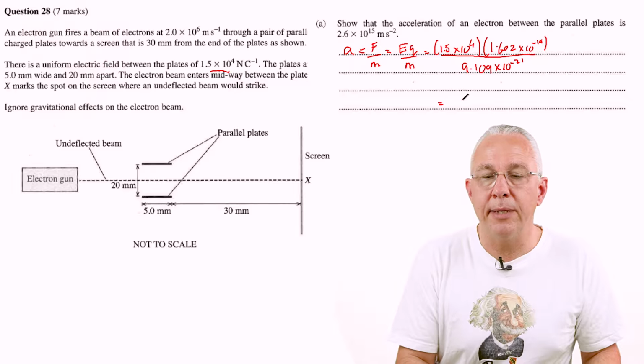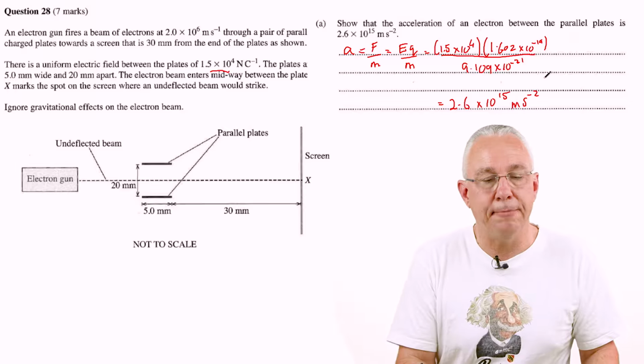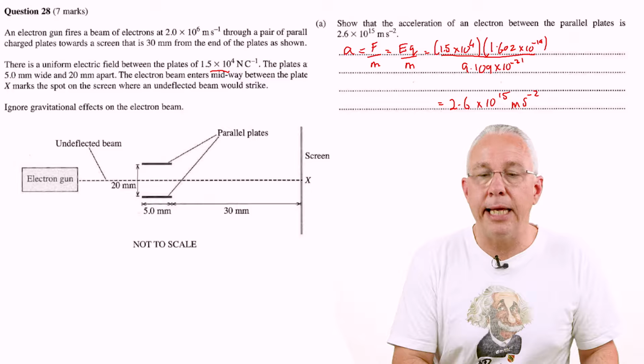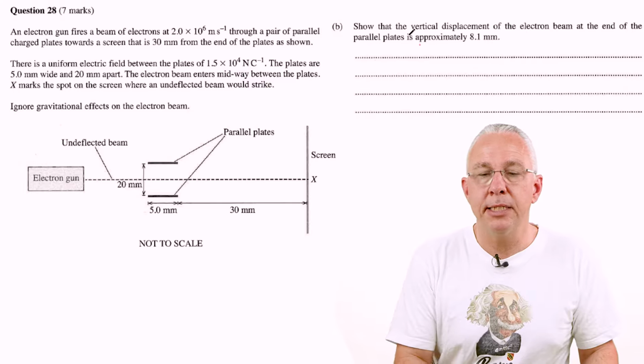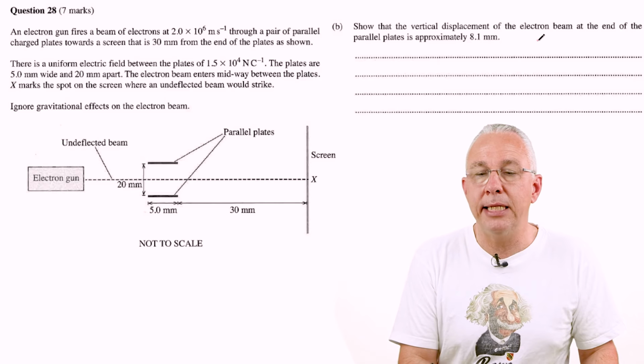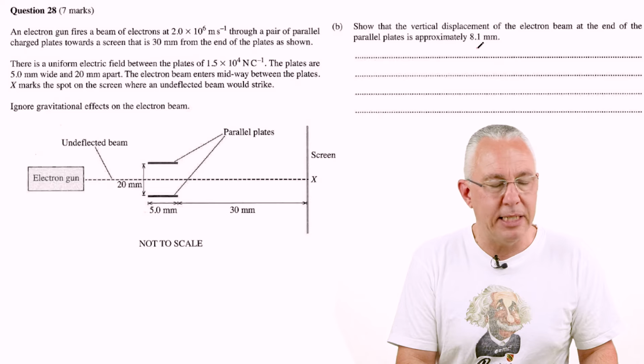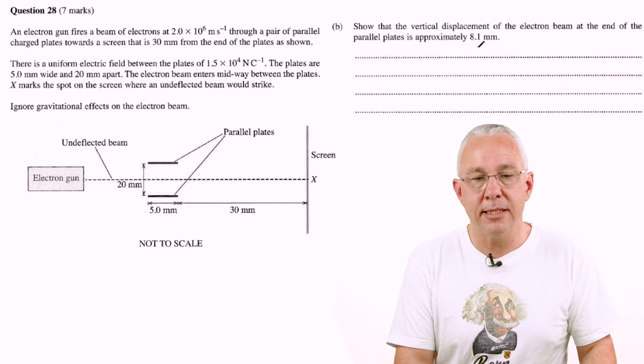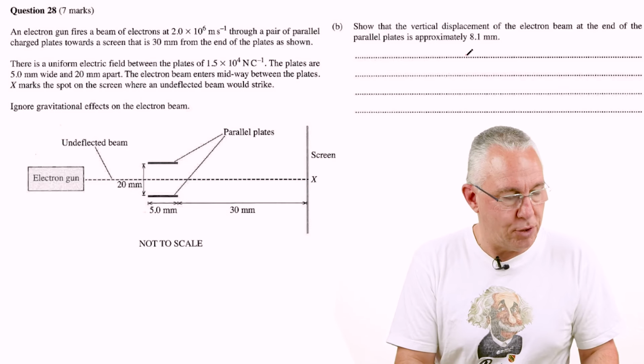And you end up getting the answer of 2.6 by 10 to the power of 15 meters per second squared. Let's have a look at our next section, part B. It says, show that the vertical displacement of the electron beam at the end of the parallel plates is approximately 8.1 millimeters. In essence, this is a projectile motion problem.